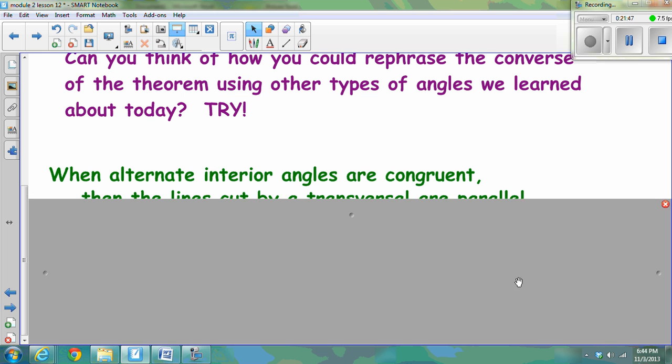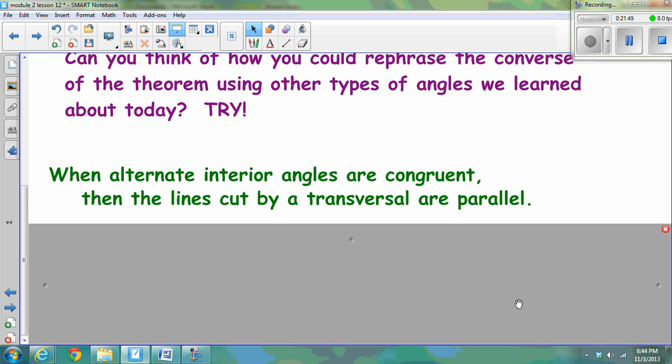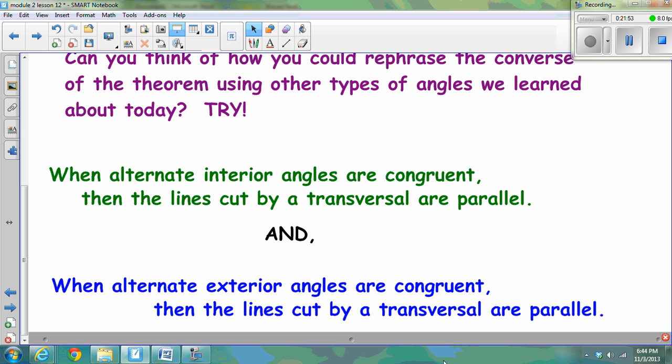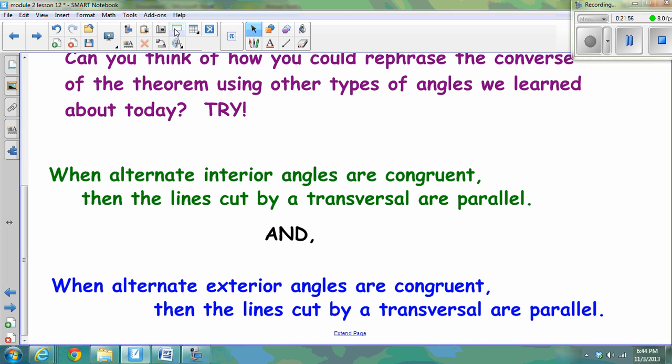Well, when alternate interior angles are congruent, then the lines cut by a transversal are parallel. When alternate exterior angles are congruent, the lines cut by a transversal are parallel. Copy this now. Pause the video to copy this.